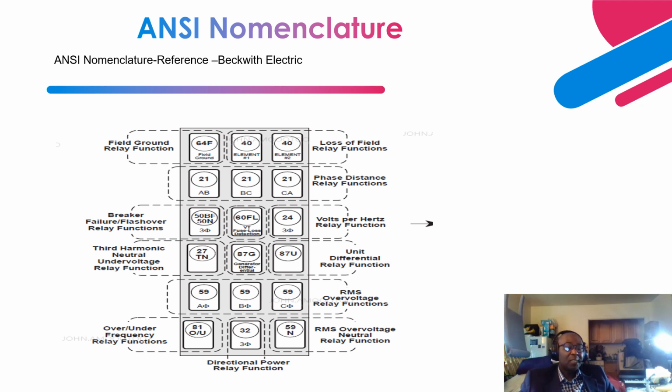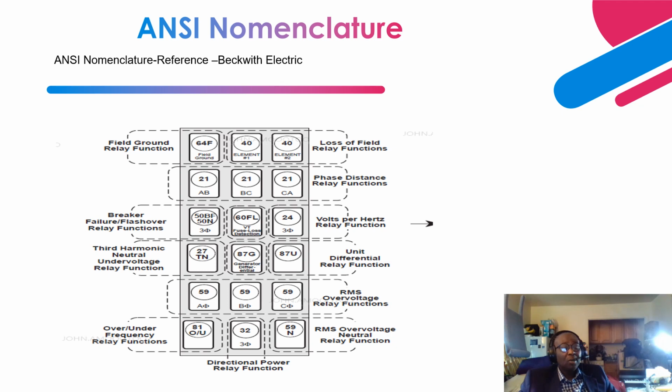Next is 27TN, which is basically the third harmonic relay, an undervoltage third harmonic relay. 27 means it is an undervoltage relay. This relay is utilized to complement the high impedance grounded relay 59GN or 59N, which basically detects ground faults at the stator.